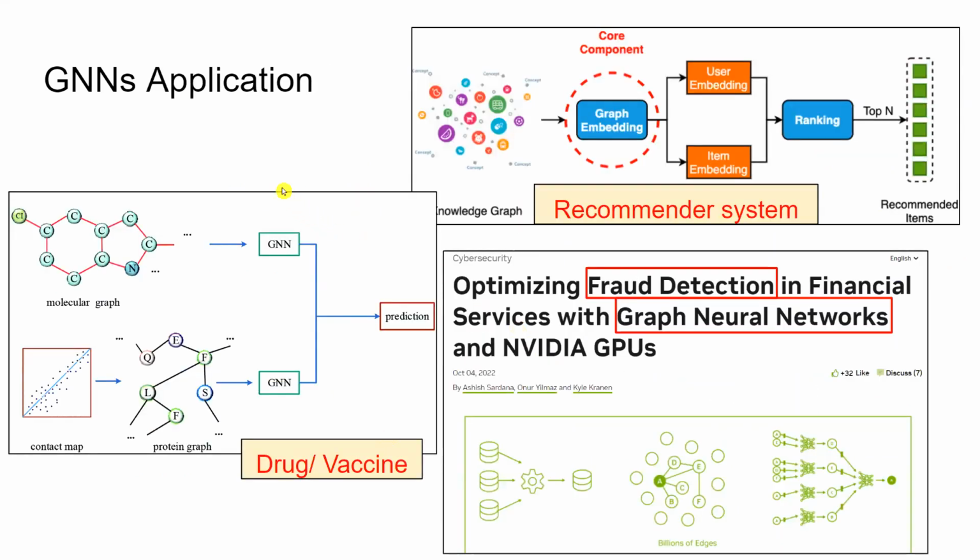And here are some applications of graph neural networks. This one is pretty famous. I think it's the one that made graph neural networks famous. It's in drugs and vaccines, and they successfully made a vaccine for a disease using graph neural networks. So that's pretty cool.